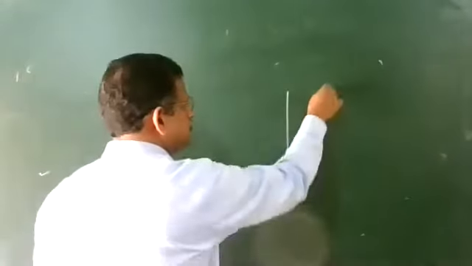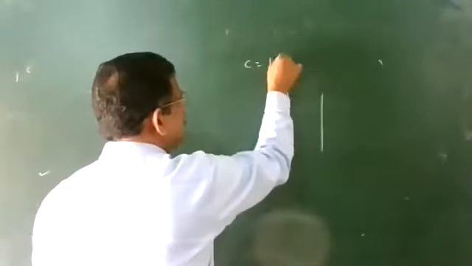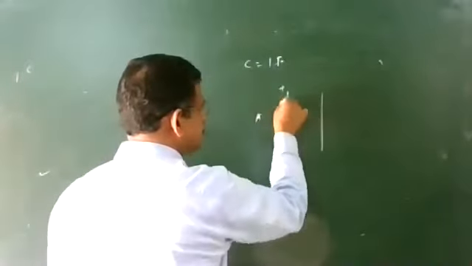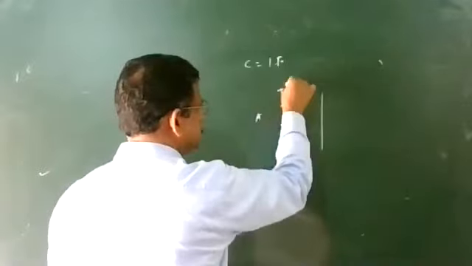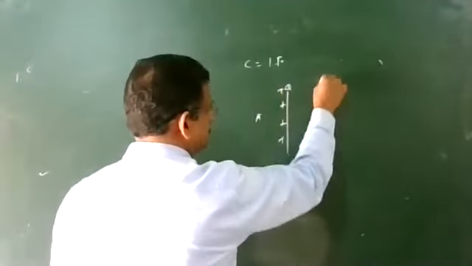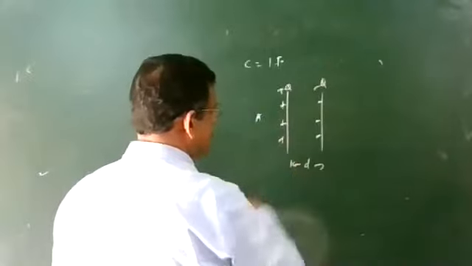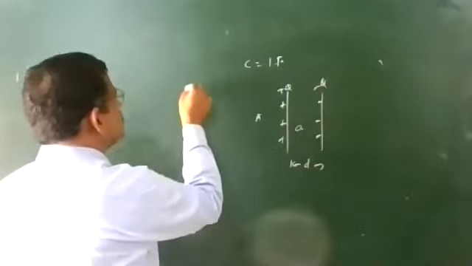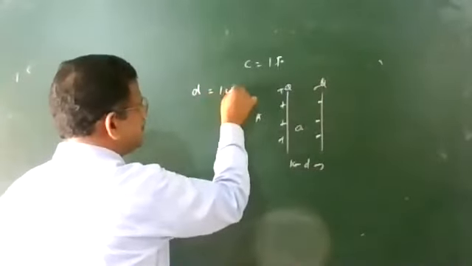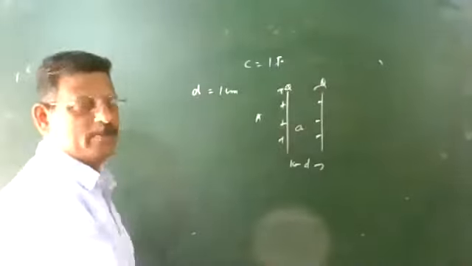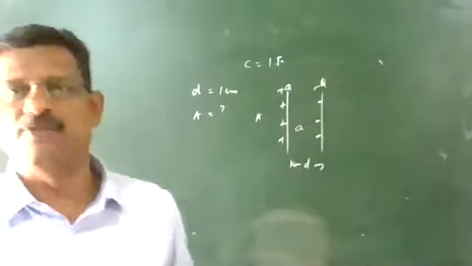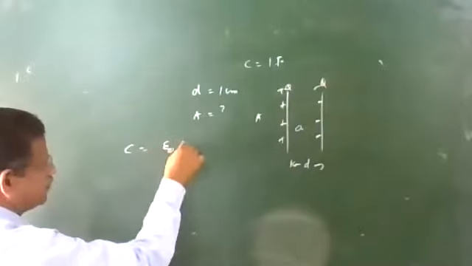You are asked to get a capacitance of 1 farad for a parallel capacitor. Area of cross section A, plus charge plus Q, minus charge minus Q. Separation is D, area of cross section A, and there is a medium. You are given D equal to 1 centimeter. What should be the area of cross section required to get a 1 farad capacitor? C equal to epsilon 0 A by D.